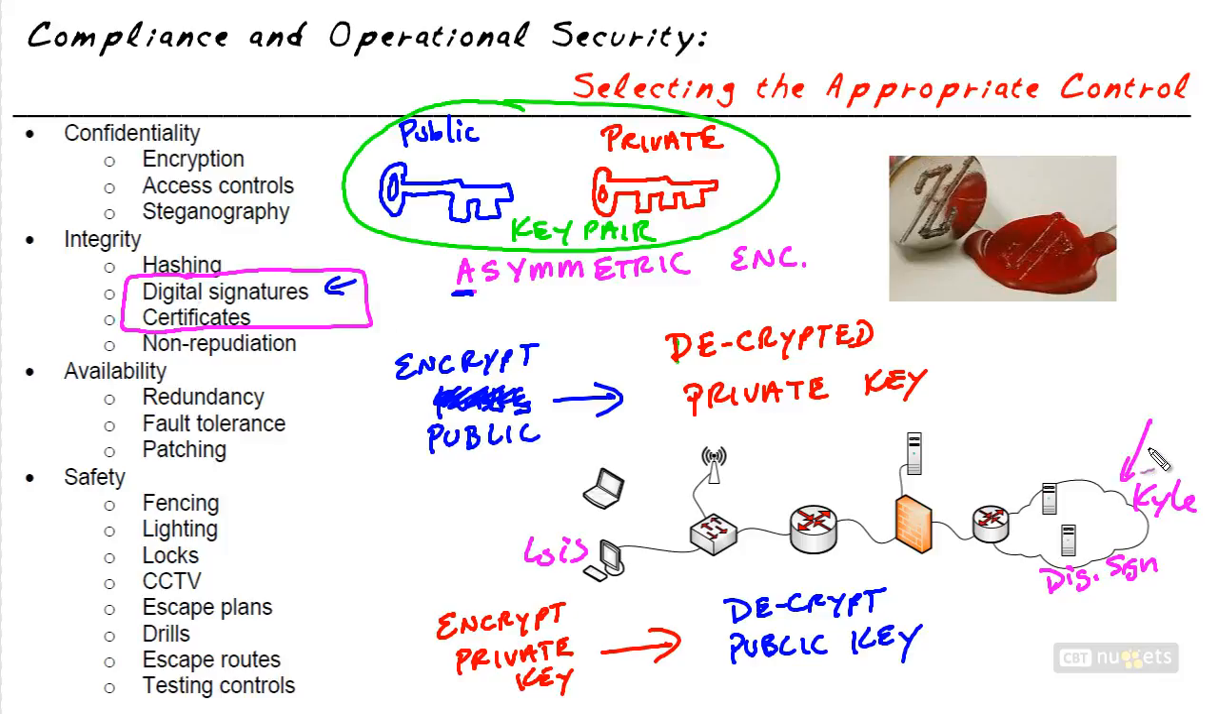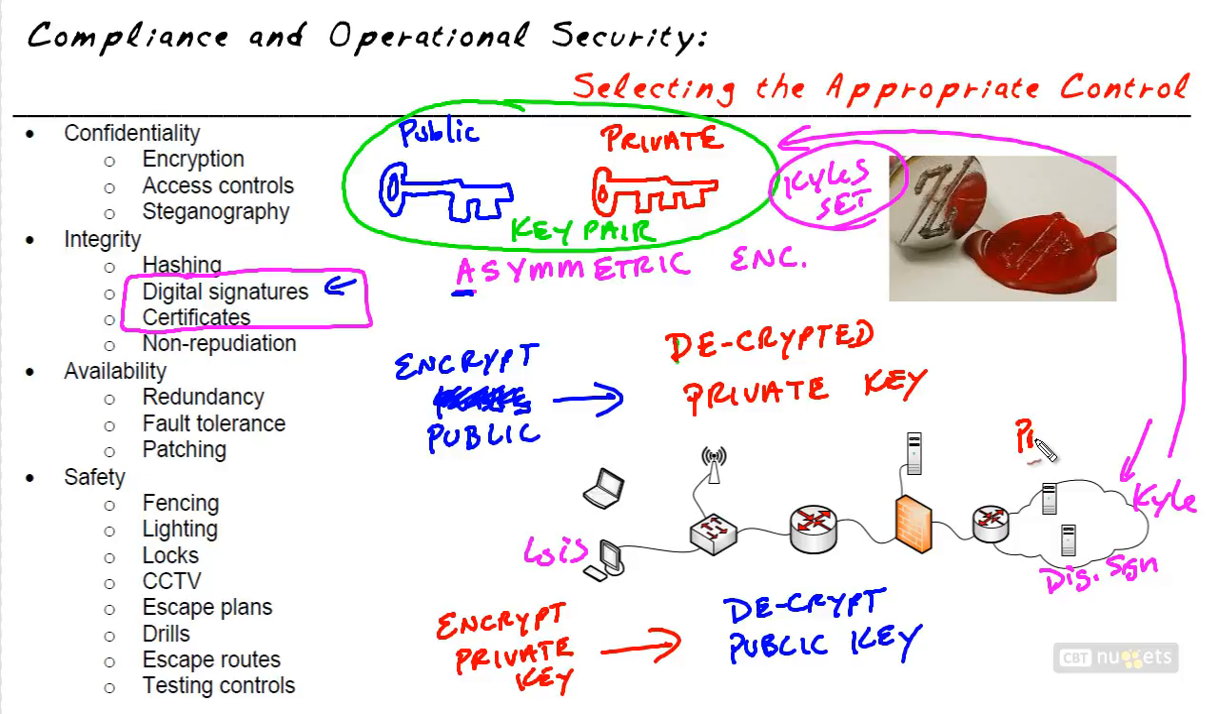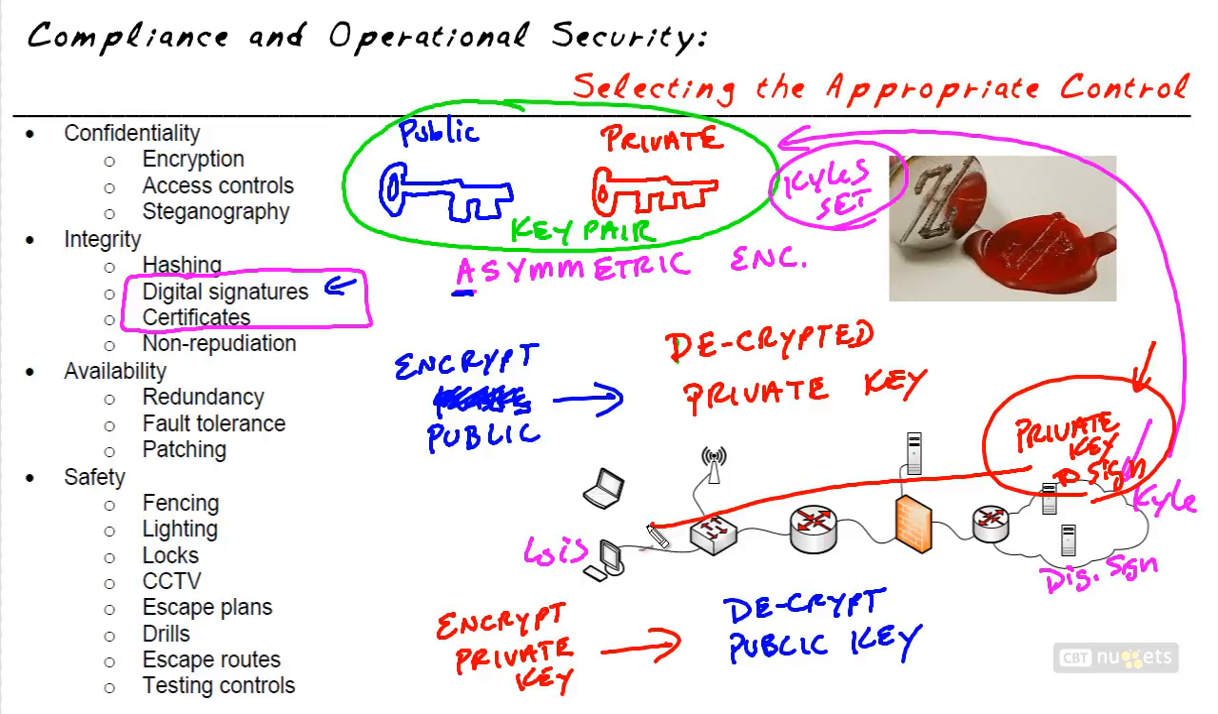Let's say Kyle's computer wants to go ahead and digitally sign something. To digitally sign something, the sender is going to have a public-private key pair. So up here, let's presume that this public and private key are Kyle's. So this is Kyle's set, his public-private key pair. And when Kyle digitally signs something, he is going to basically use his private key. So Kyle, the sender, is going to use Kyle's private key as part of the digital signature process. And then that gets sent over to Lois.